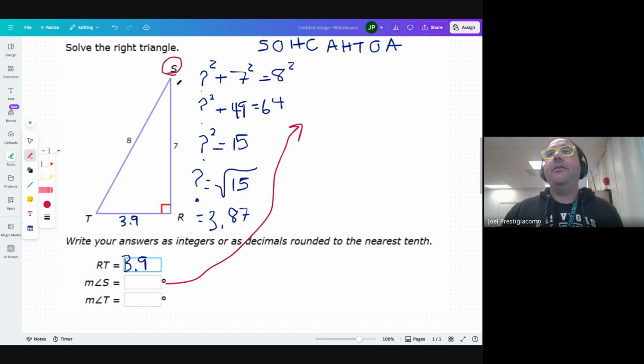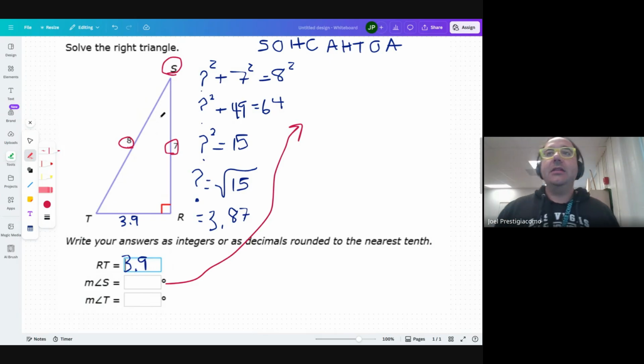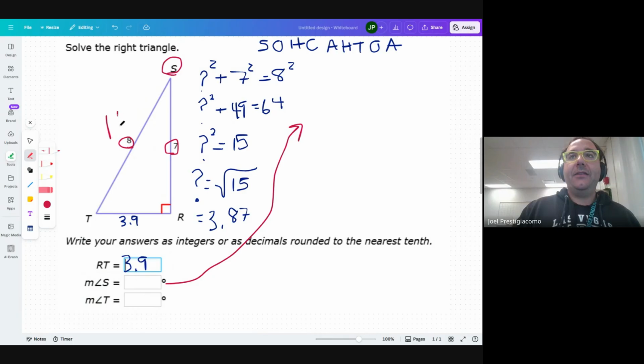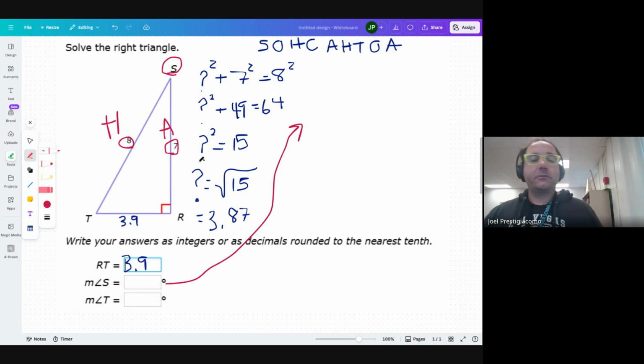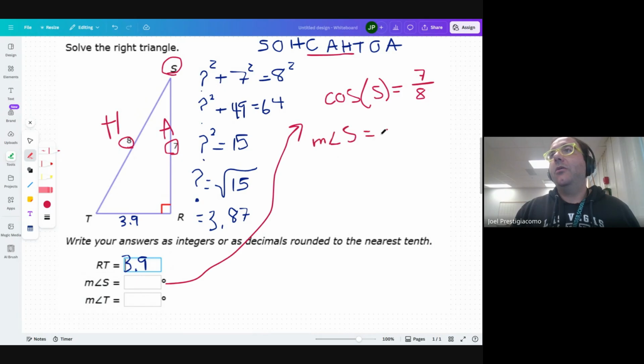Again, for angle S, we see sides 7 and 8. Okay, 7 and 8. 8 is the hypotenuse. 7 would be the adjacent side, kind of like we've seen this before. Adjacent and hypotenuse use cosine, so we're going to say the cosine of angle S is going to equal 7 over 8. And so the measurement of angle S will be the inverse cosine of 7/8.